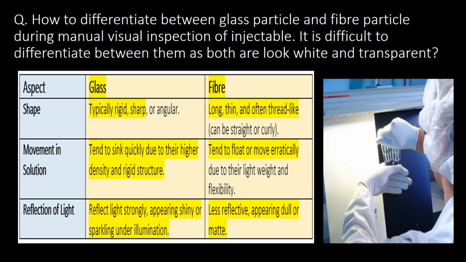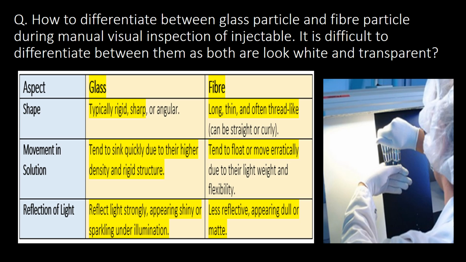How to differentiate between glass particle and fiber particle during manual visual inspection of injectable? It is difficult to differentiate between them as both look white and transparent. First factor to differentiate between them is shape. Glass particles are typically rigid and sharp, whereas fibers are long, thin, and often thread-like.